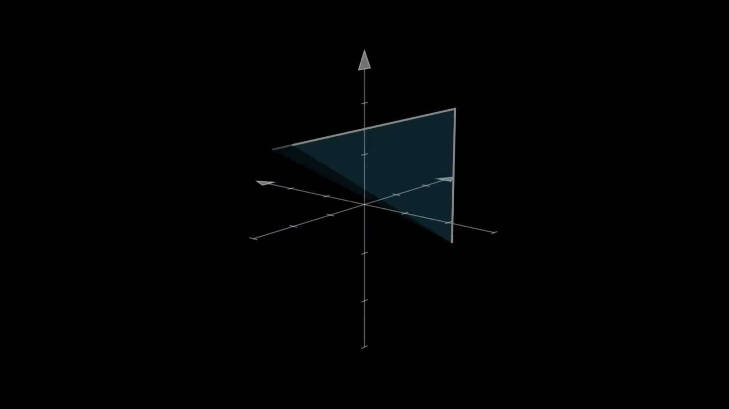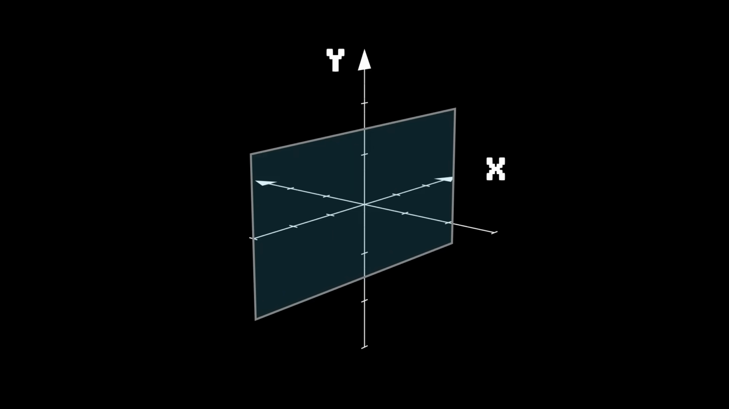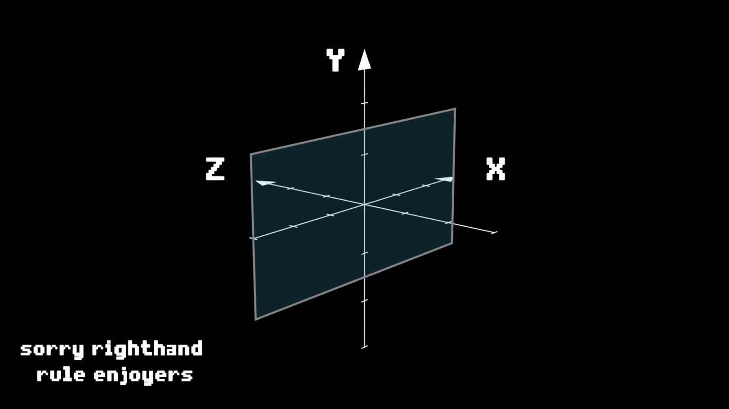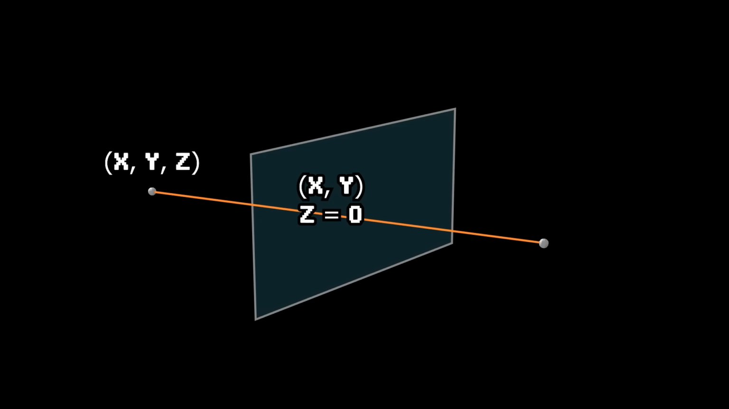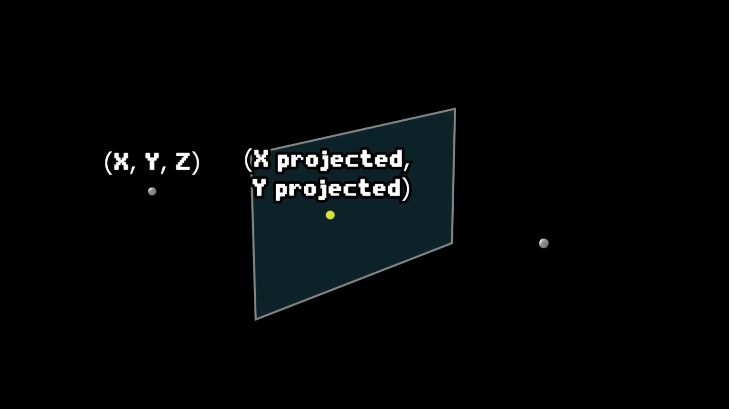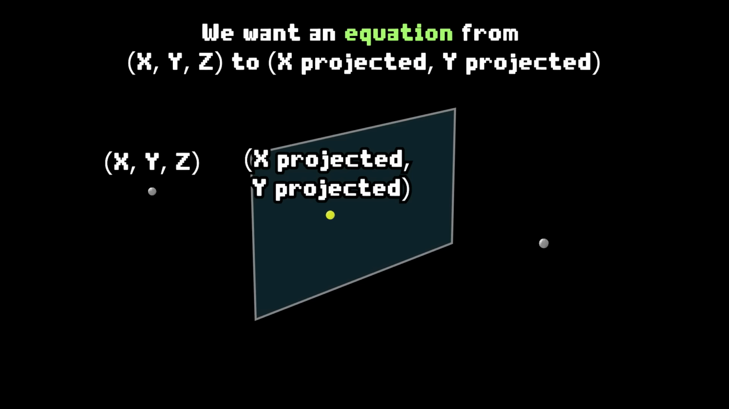Let's say our screen is centered on the XY plane and the Z direction points into the screen towards the wireframe. Given a single 3D vertex defined by the location XYZ, we're trying to figure out its XY coordinate on the screen once it gets projected. And just to make it more clear, we'll call that coordinate on the screen X projected, Y projected. So how do we find an equation that takes us from XYZ to X projected, Y projected?